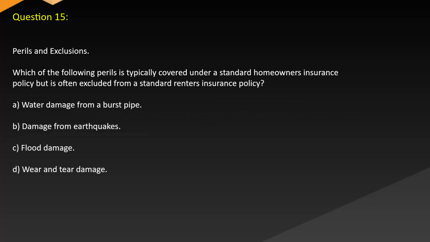Question 15. Perils and exclusions. Which of the following perils is typically covered under a standard homeowner's insurance policy but is often excluded from a standard renter's insurance policy? A. Water damage from a burst pipe. B. Damage from earthquakes. C. Flood damage. D. Wear and tear damage.